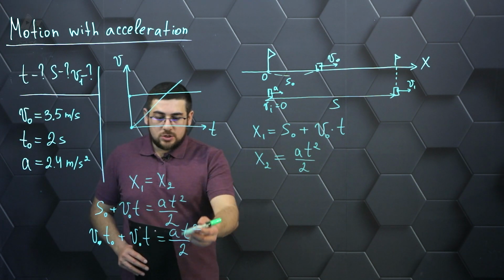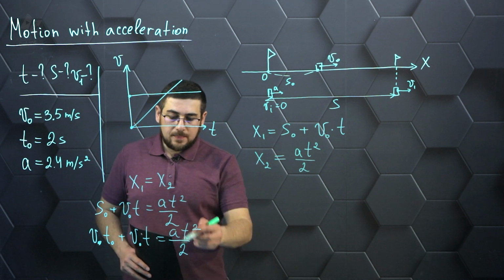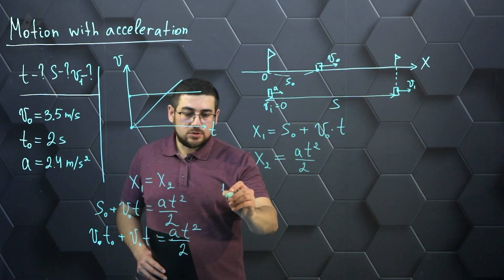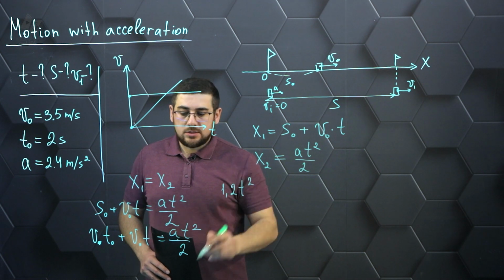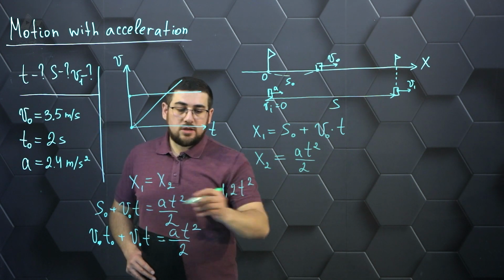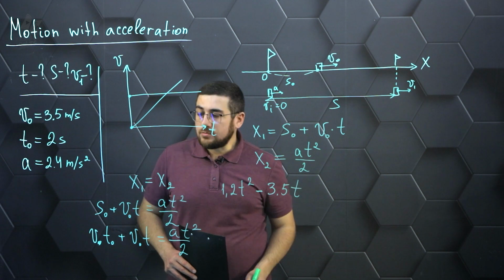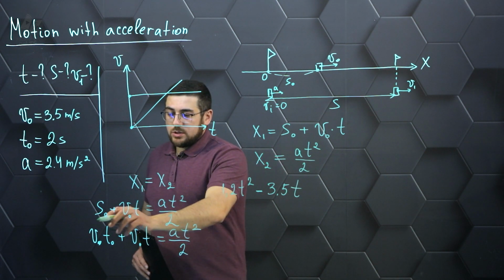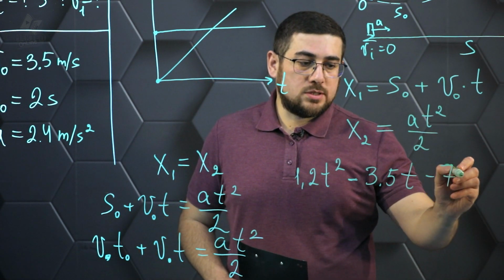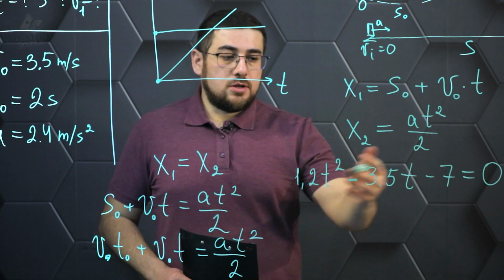So let's substitute here the numerical values of the parameters that we have, and we get some equation. Acceleration is 2.4 divided by 2. We get 1.2 t squared. Now we carry the v0t to the right side, substitute v0, carry it with a minus sign. And accordingly here we have v0 times t0, 3.5 times 2, we get 7, also with a minus sign. It goes here. We end up with a quadratic equation.